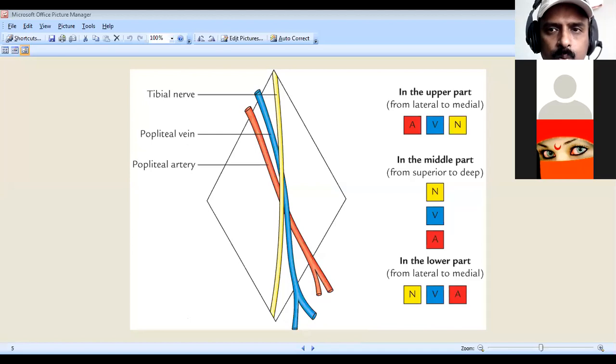Next we are going to go to the other part that you have to remember, that is the relations that you have to see in total.